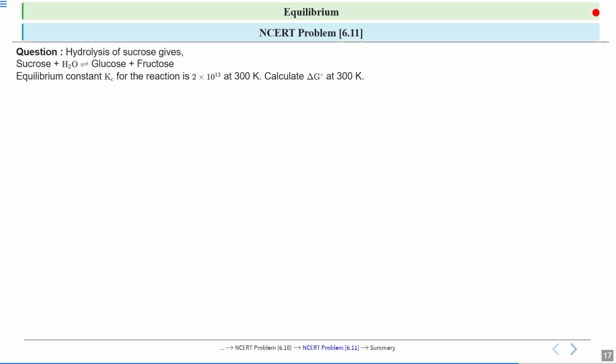Moving on to the next question. Hydrolysis of sucrose gives us sucrose plus H2O. So hydrolysis is basically the reaction with water, as simple as that. Upon hydrolysis of sucrose, you will get glucose and fructose. You are given the value of Kc, which is 2 into 10 to the power 13 at 300 Kelvin. You have to calculate the delta G naught value at the same temperature. Your time starts now. It's very simple. Similar to the previous question, you have to solve it for delta G naught. You don't have to worry about the ln thing in this case.